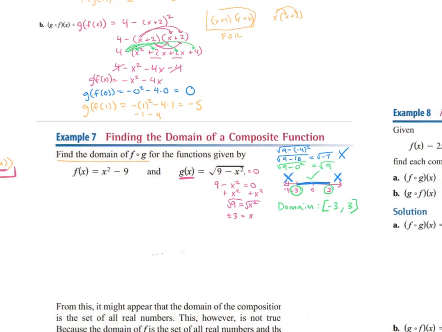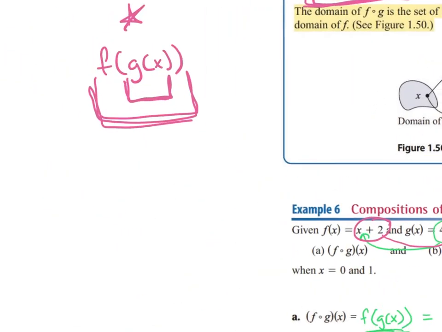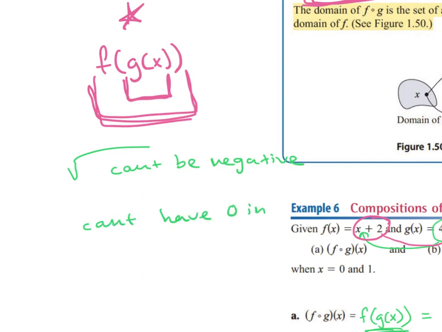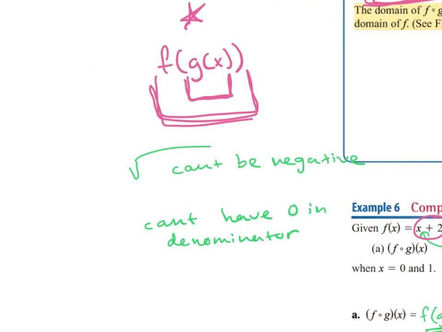So our restrictions for our domain that we'll see often is that the square root can't be negative, and we can't have 0 in the denominator. So these are 2 that show up pretty frequently. And this is what restricts our domain.